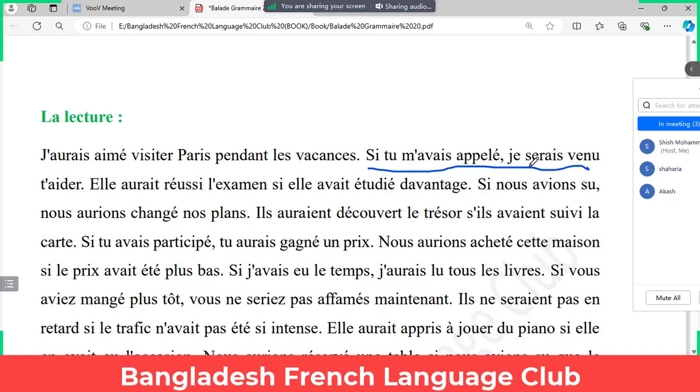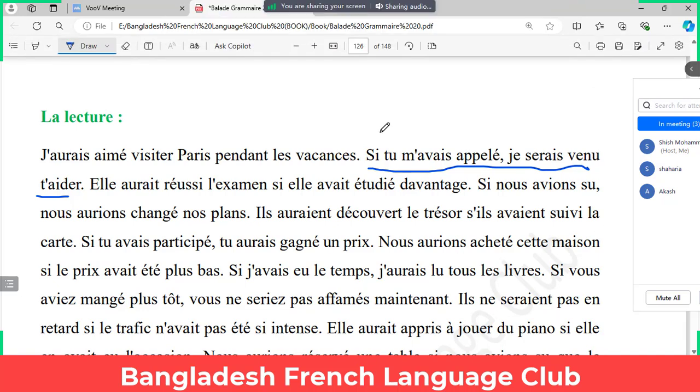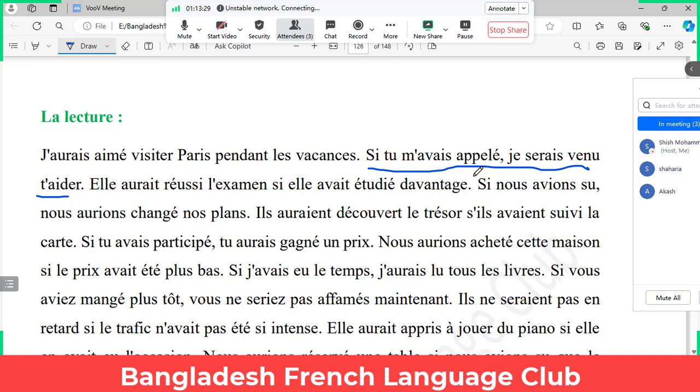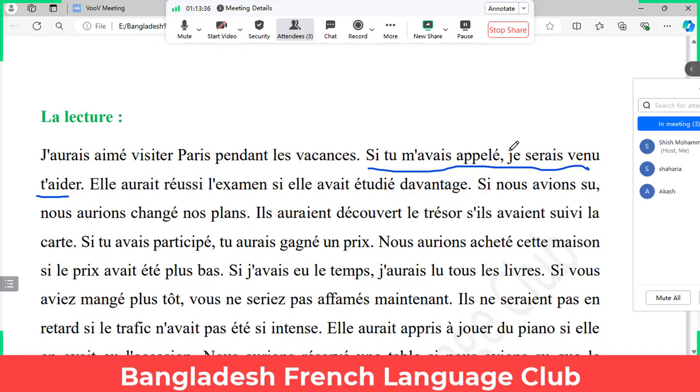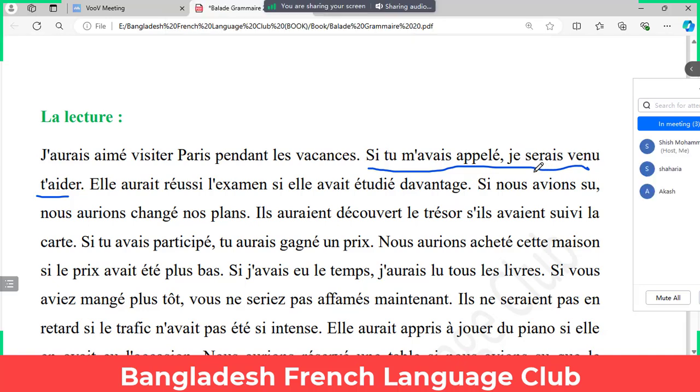I would like to ask Monsieur Shariar, could you please read this sentence? Si tu m'avais M'avait. Si tu m'avais appelé, je serais je serais venu t'aider. t'aider. T'aider, right? T'aider.